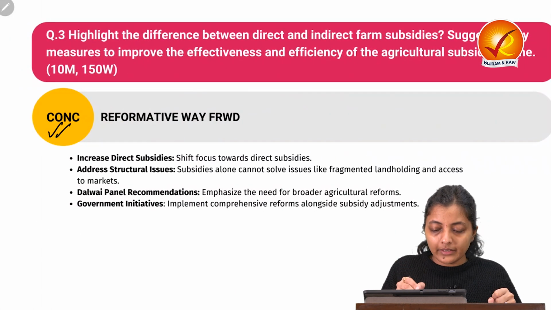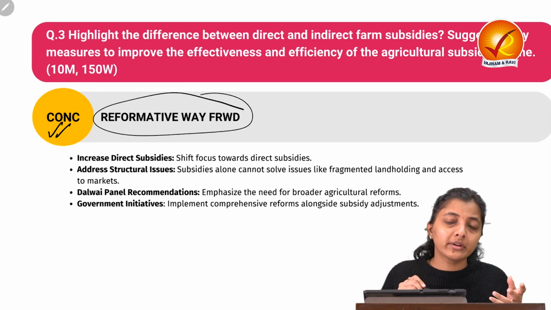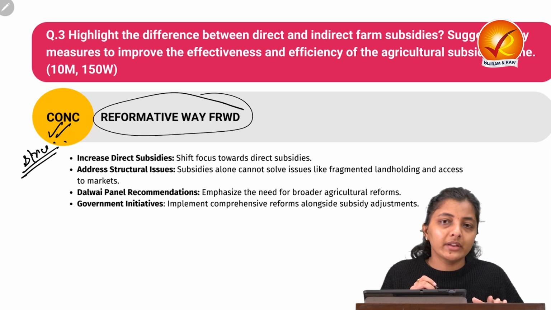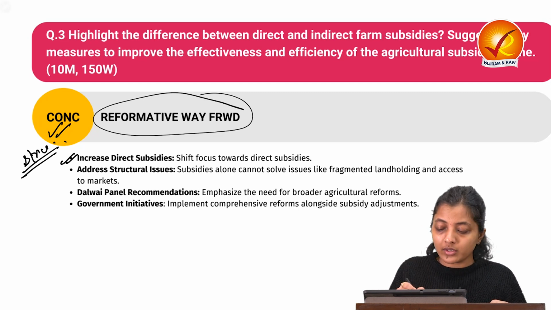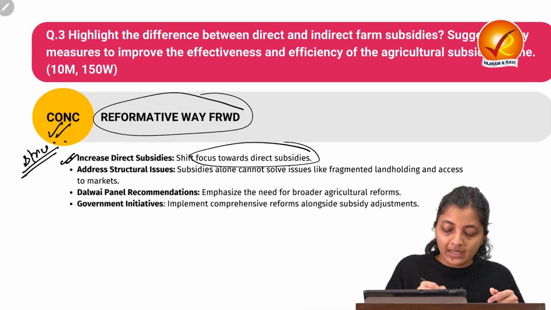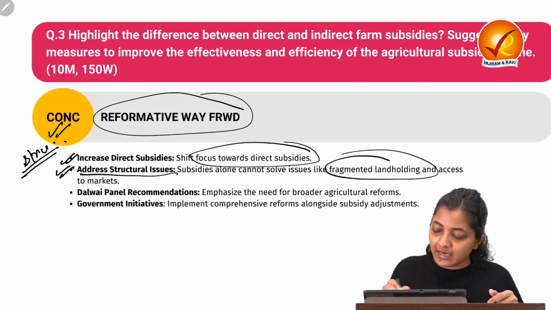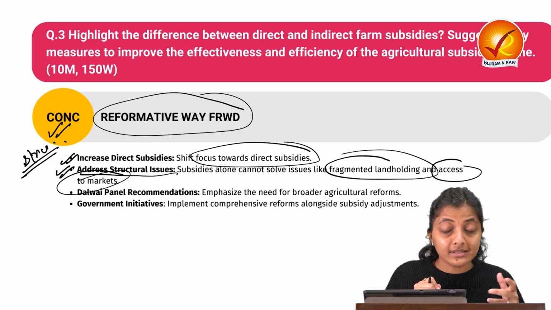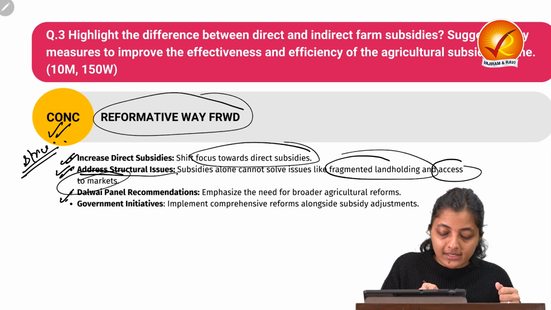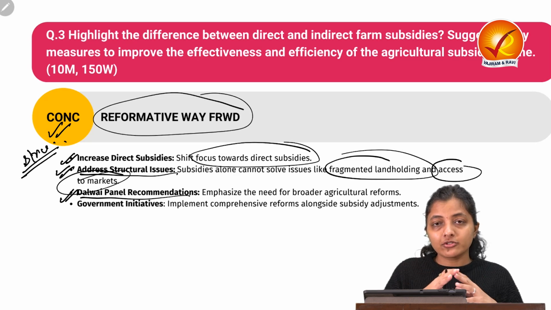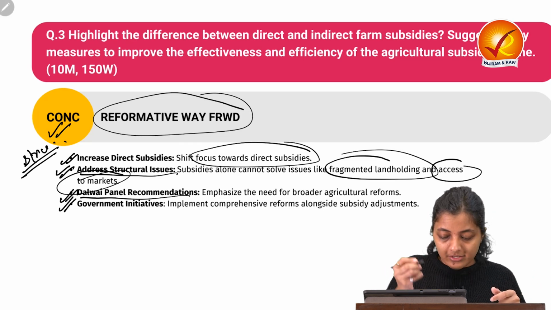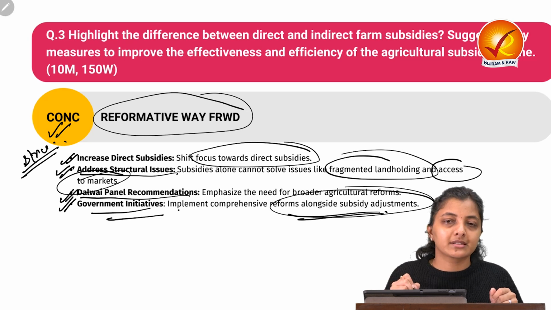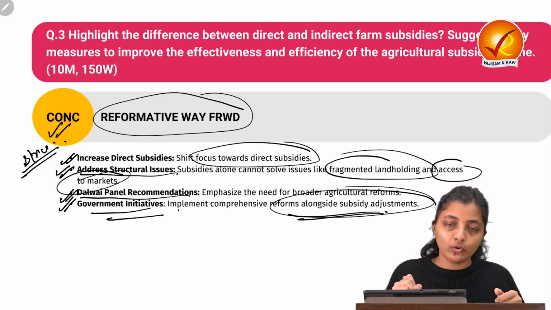Moving on to the conclusion, you can write some way forward that could be more reformative, what more reforms we need to do in the agriculture sector, that we need to come up with some structural reforms instead of just putting it into the revenue expenditure in the agriculture sector. So we need to first focus more towards the direct subsidies instead of the indirect subsidies. Then we need to address the structural reforms like the fragmented land holding, access to the markets. Alone subsidizing our food products or giving subsidies to the farmer will not result in high productivity from the farm sector. Next, you can also write about the Dalwai panel recommendation, that we need to emphasize broader agricultural sectoral reforms. Also, you can write some governmental initiative that we need to implement some comprehensive reforms alongside the subsidy adjustments to make the agriculture sector more beneficial and more profitable.